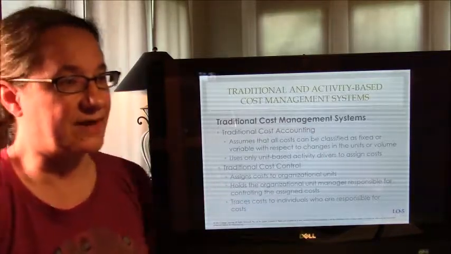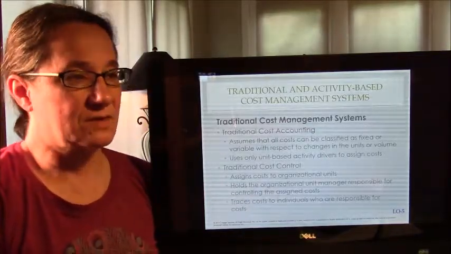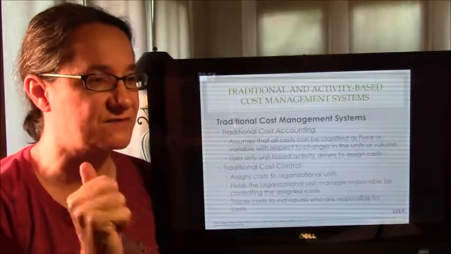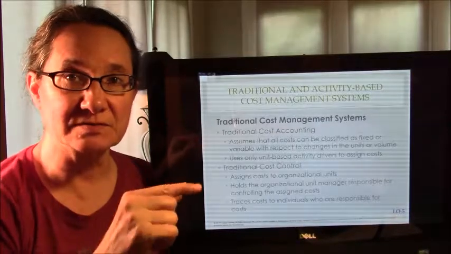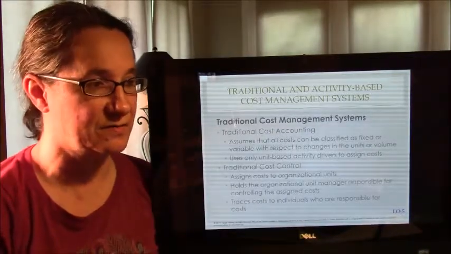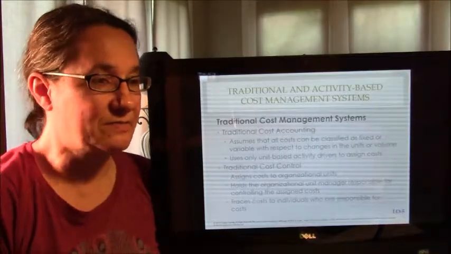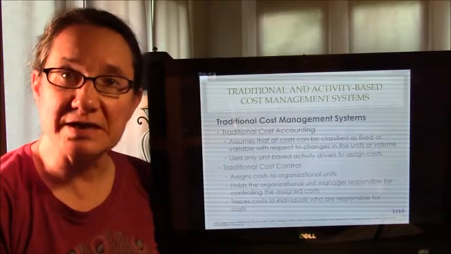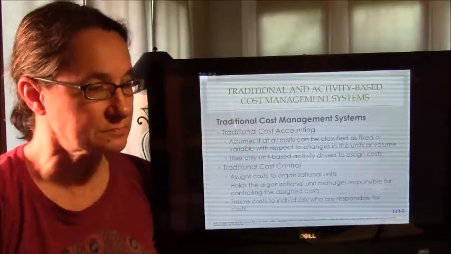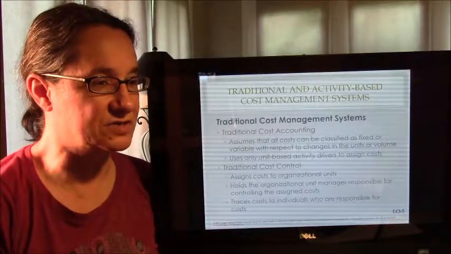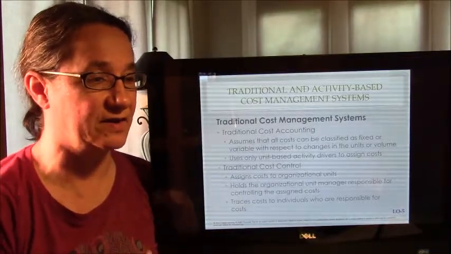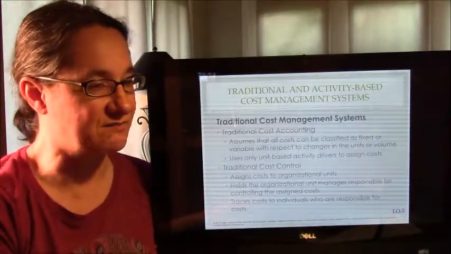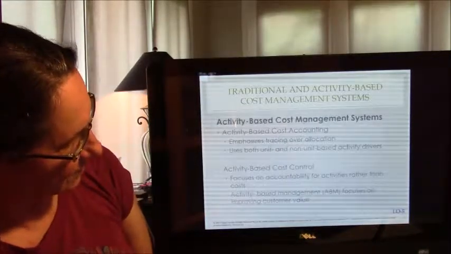So how do we track these costs? Well, there's what we call traditional cost accounting, and it assumes all costs can be classified as fixed or variable, and the variable costs change according to the number of units. It's pretty simple. We only use unit-based drivers. It's a pretty easy way to do costs. All right, it assigns costs to organizational units. When we do controlling, we assign it to units, hold the manager responsible for the costs and trace costs to individuals who are responsible for the costs.